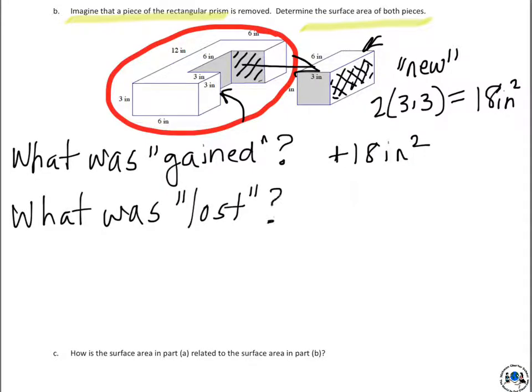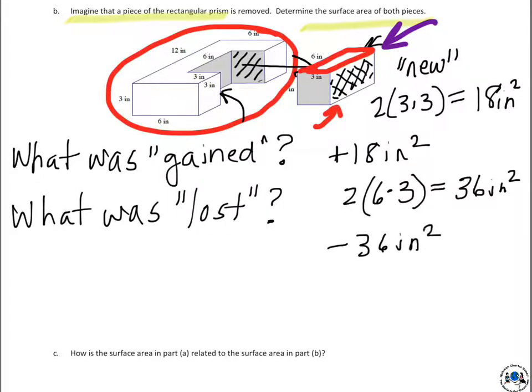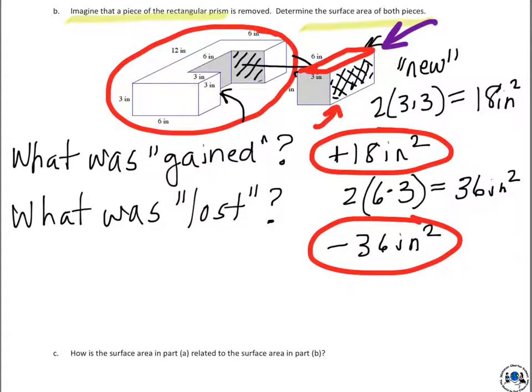But now, what was, quote unquote, lost in the exchange? What surface area did I lose? Let's take a look at that. If you notice, I have the top and the bottom of this smaller piece that's been taken off. They were once part of my larger complete rectangular prism, but they have been taken away. So I've actually lost that surface area. That is 2 times 6 times 3 equals 36 square inches. This part here and the part underneath have both been lost when this piece was taken out.